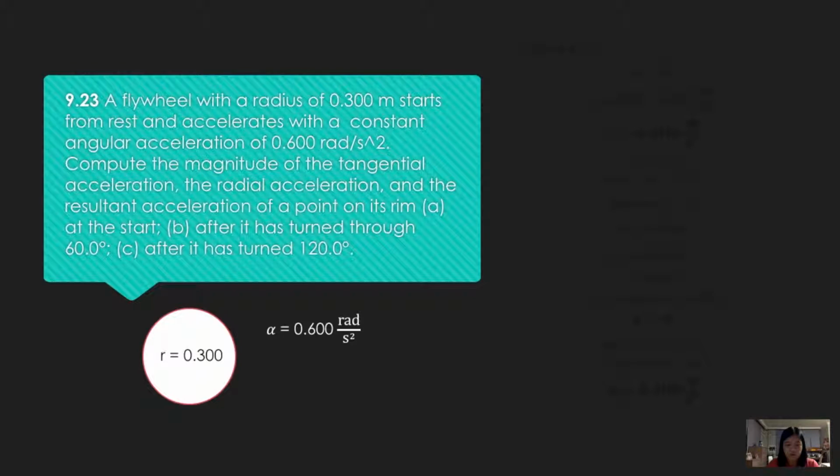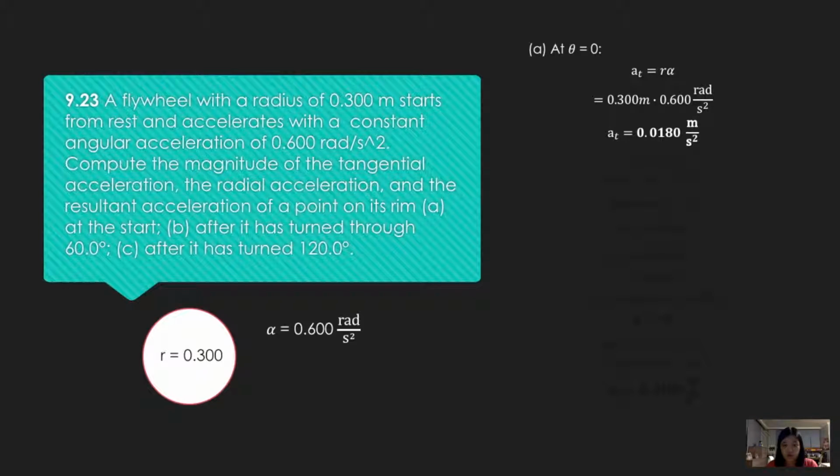This is the given. Again, alpha equals 0.6 rad per second squared, radius is 0.3 meters. Now first we have to find at theta equals 0, or at the start, as said in the problem. Tangential acceleration is r times alpha, substitute the given, and we'll get 0.0180 meters per second squared.